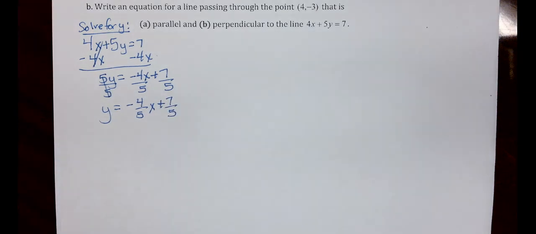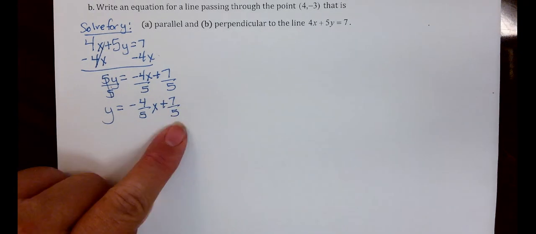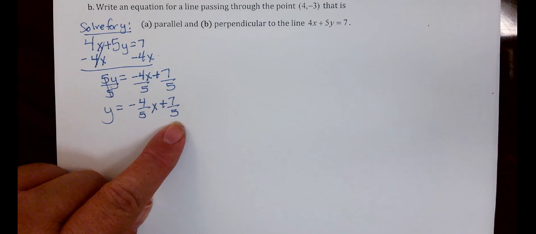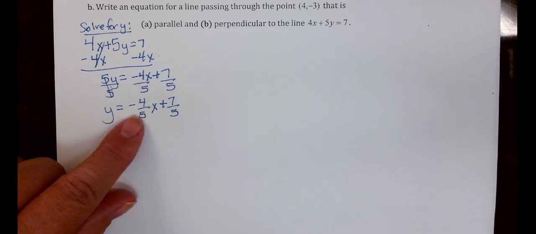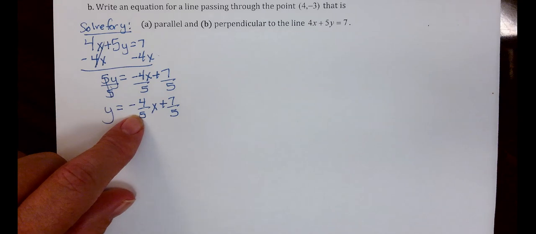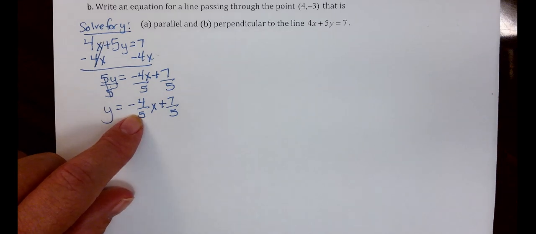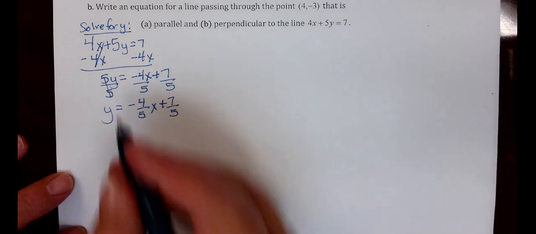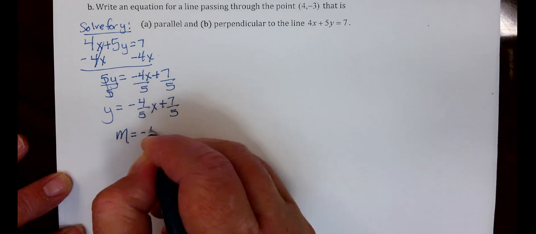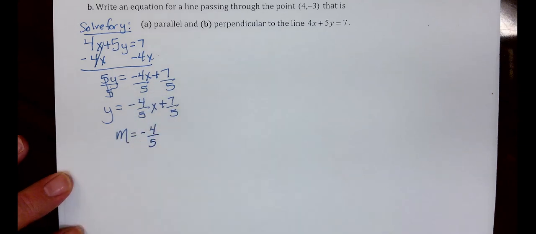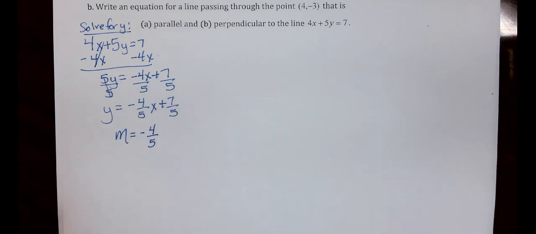Now in this problem, the b part, the y-intercept, is pretty much irrelevant. What we're really trying to find is our slope. So the slope of the line they gave us is -4/5. Okay, so we now know the slope of that line.